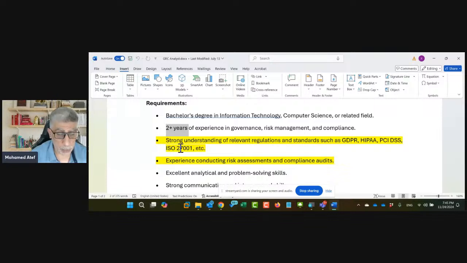But it's important, because when you go for an interview, they will ask you which standard or which compliance you are familiar with.